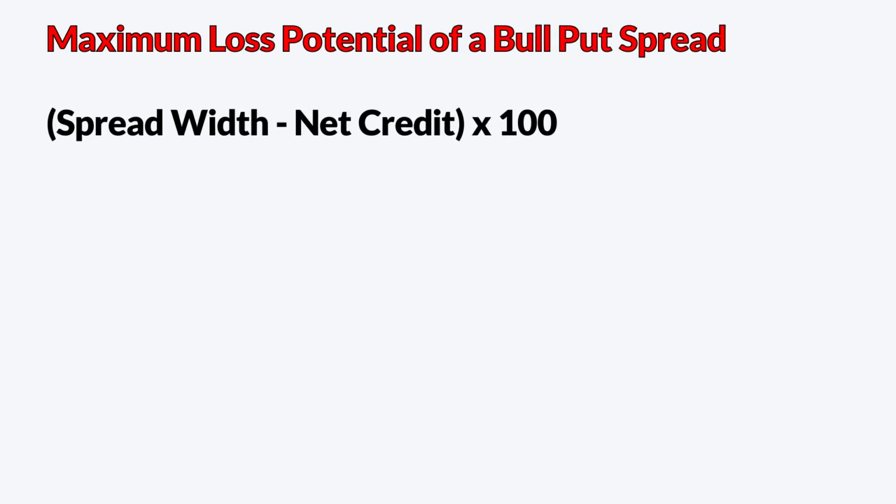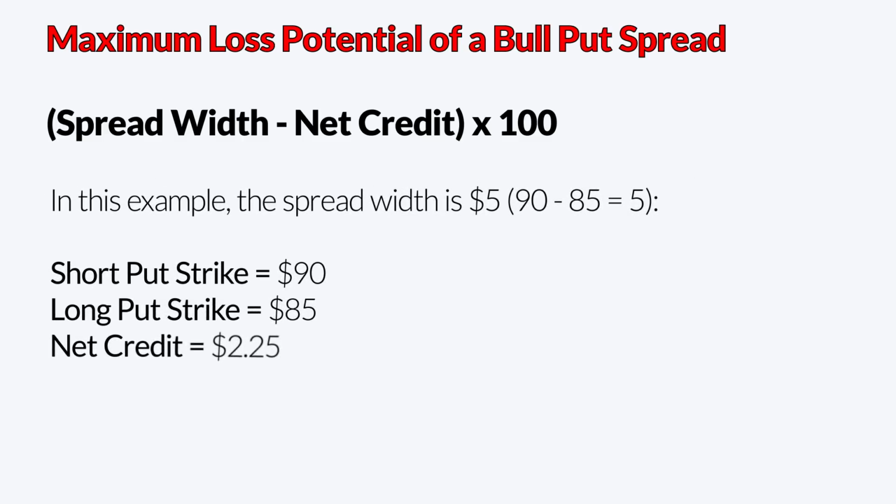The maximum loss potential of a bull put spread position is the width of the strikes less the credit received times 100. In this case, the spread is $5 wide. Since I sold the 90 put and I purchased the 85 put, the distance between those strike prices is $5.